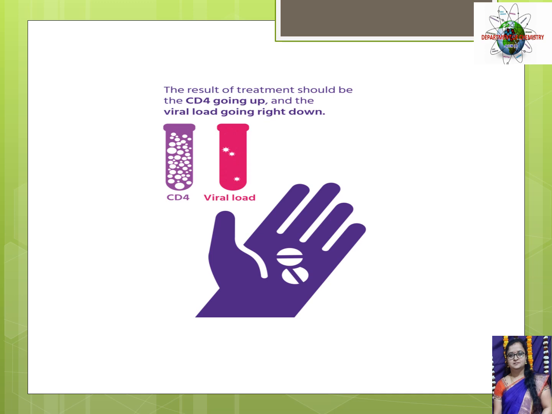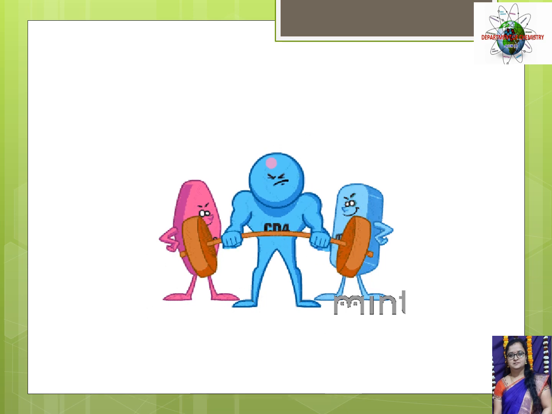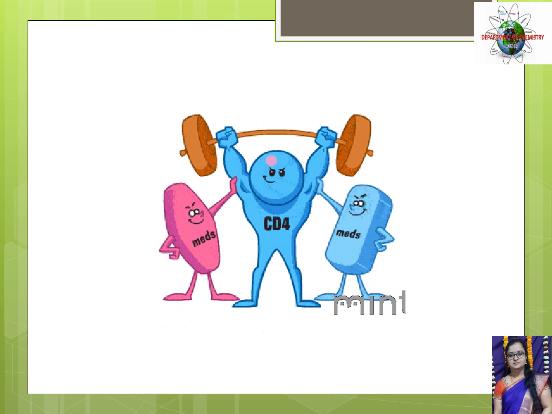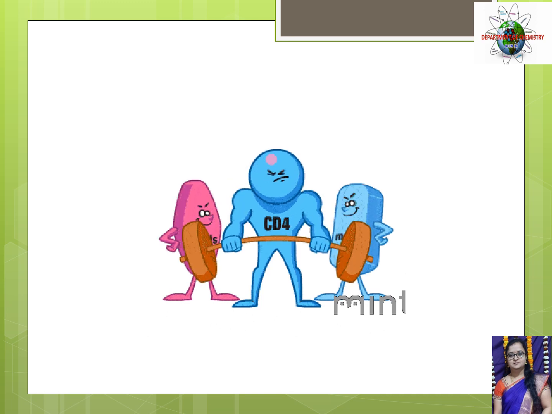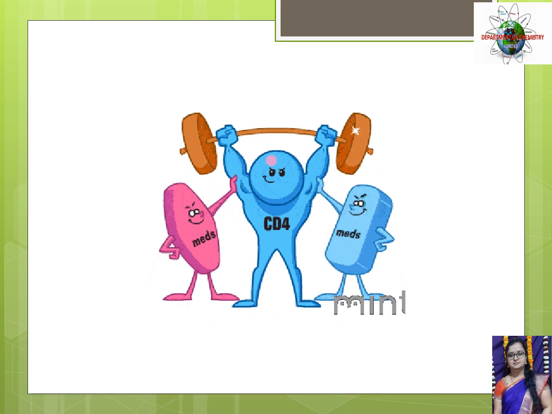The result of treatment should be the CD4 going up and the viral load going right down. That means by taking the drugs, the CD4 count is becoming higher so that the viral load will be lesser. These medicines are not acting on the virus, they help in increasing the CD4 count. This is how the medicines help to get the CD4 count higher.